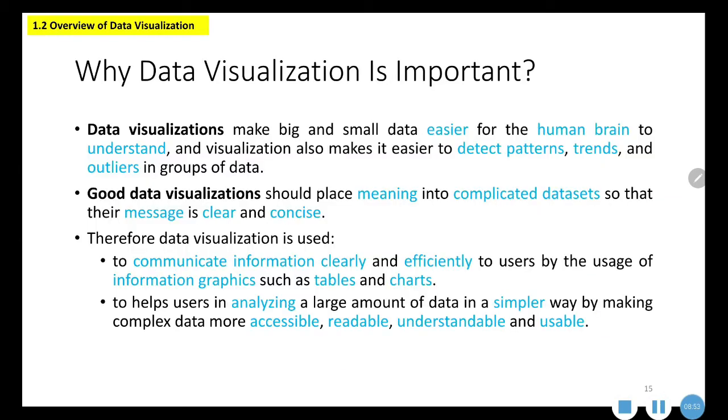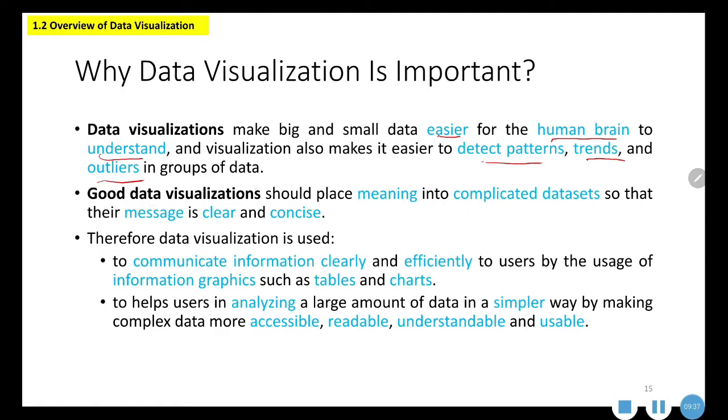So why is data visualization important? Data visualization makes big and small data easier for the human brain to understand. And of course, as I mentioned before, visualization also makes it easier to detect patterns, trends, and also outliers in groups of data. So instead of reading the figures, we present that information in the form of visuals to make it easier for the human brain to detect patterns, trends, and outliers in the groups of data.